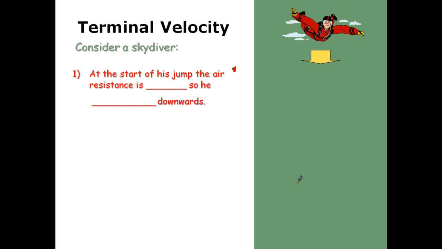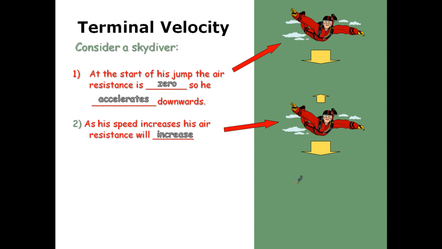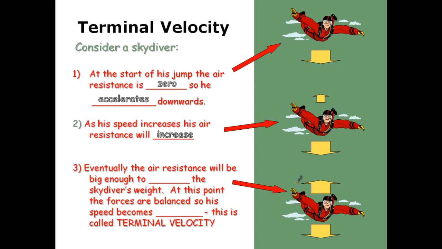So here's Mr. Skydiver. At the start of his jump, the air resistance is zero, so he accelerates downwards. As his speed increases, his air resistance will also increase. Eventually, though, he'll be going so fast that his air resistance will be big enough to balance the skydiver's weight. At this point, the forces are balanced, so his speed becomes constant, not zero. Do not write zero, put constant. And this is called terminal velocity, when the upward force equals the downward force, when the air resistance equals the force of gravity.